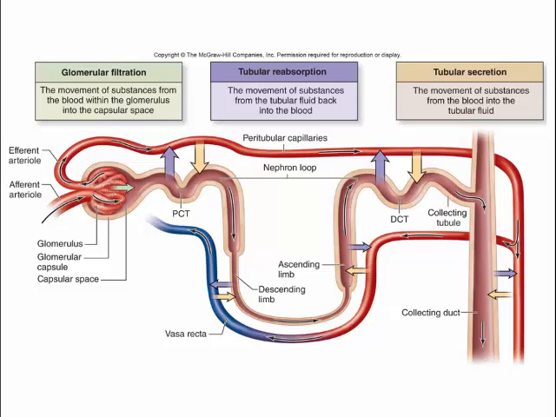This image allows you to see the continuity of a single nephron. Glomerular filtration occurs within the renal corpuscle. About 180 liters of filtrate is formed every 24 hours.